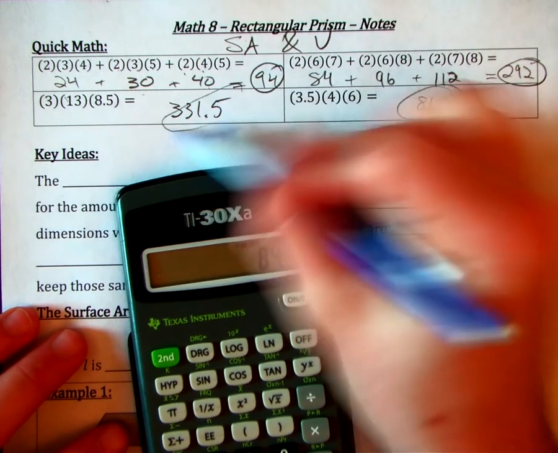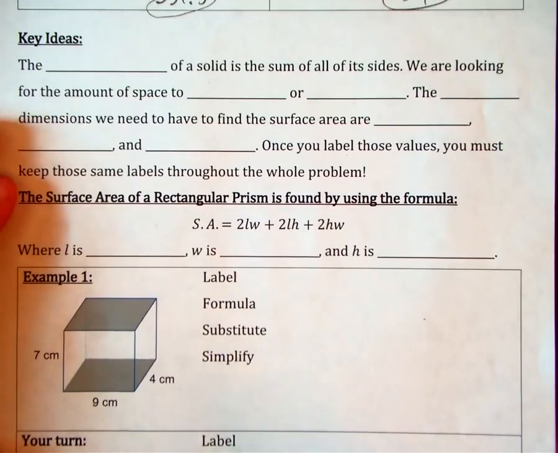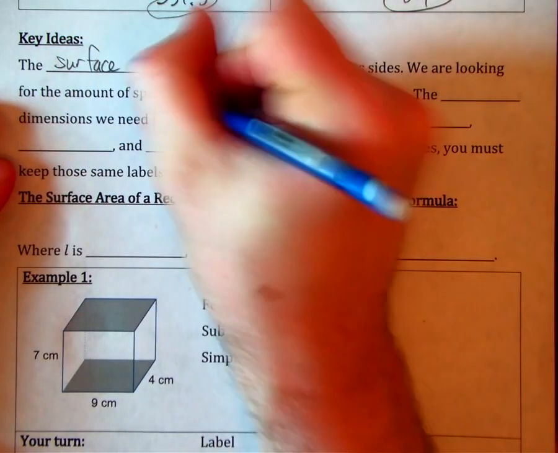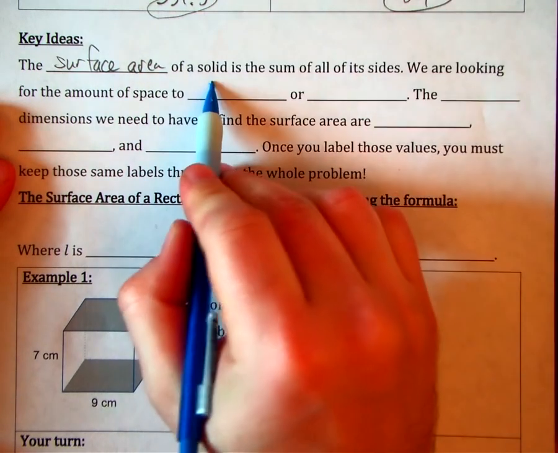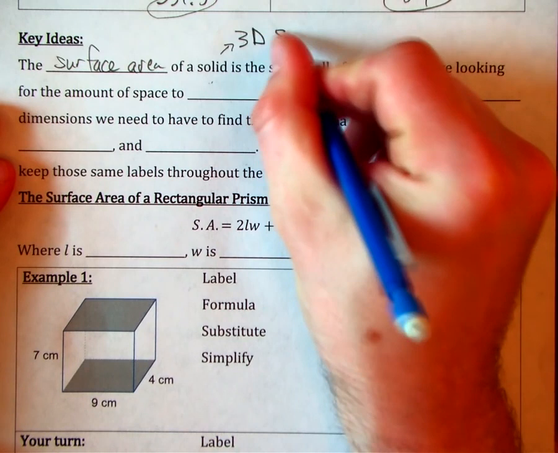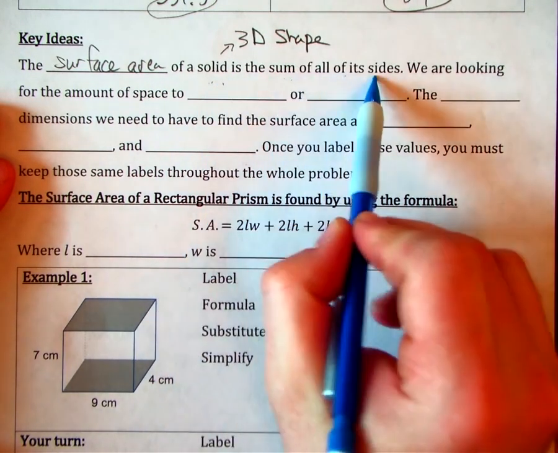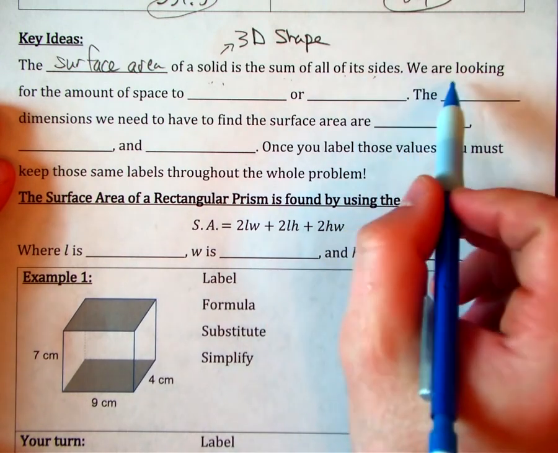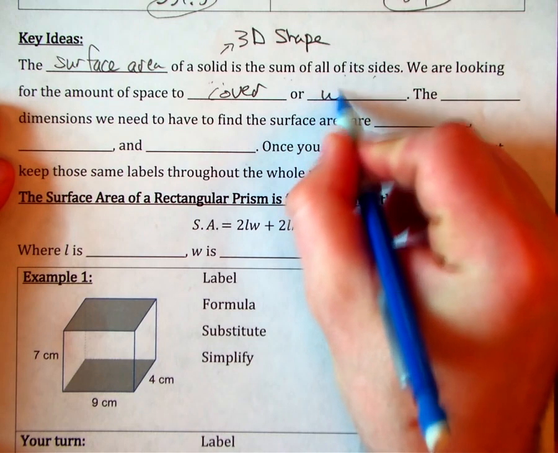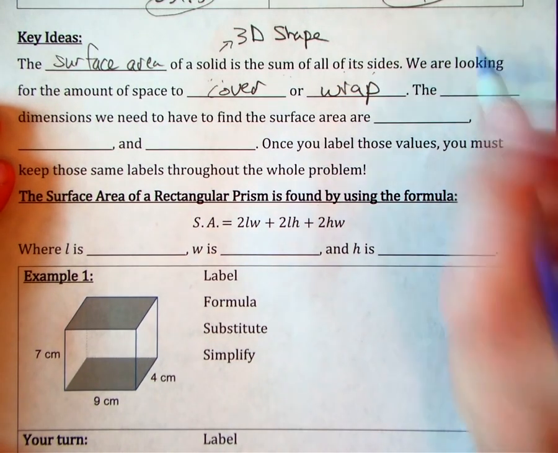So, now that we have our brains warmed up, some of these key ideas that we're going to have for this are going to be as follows. It says the surface area of a solid, that's talking about a 3D shape, is just going to be the sum of all of its sides. So it's talking about the amount of space to cover, or to wrap. If you think of wrapping a present or trying to cover a table, that's kind of the idea.